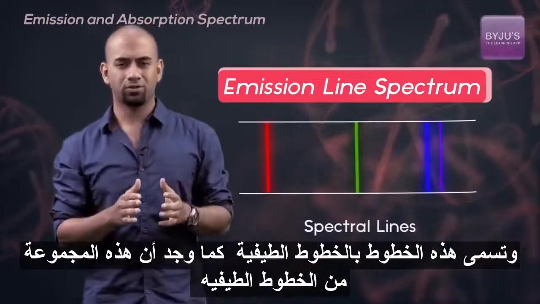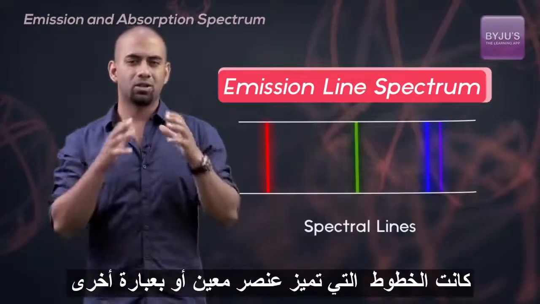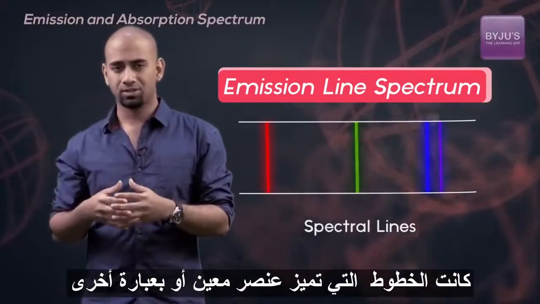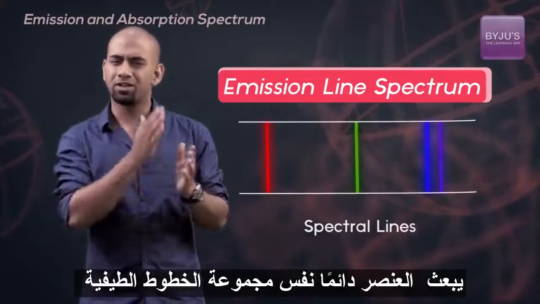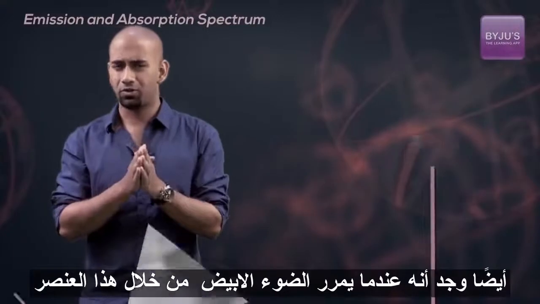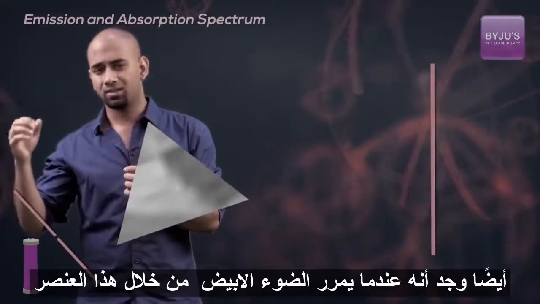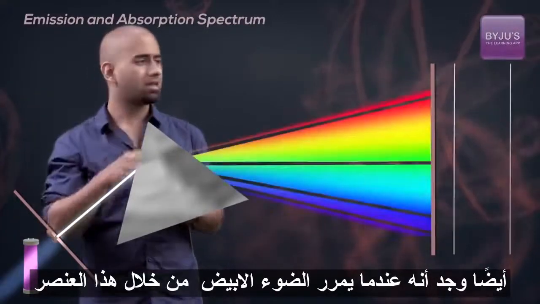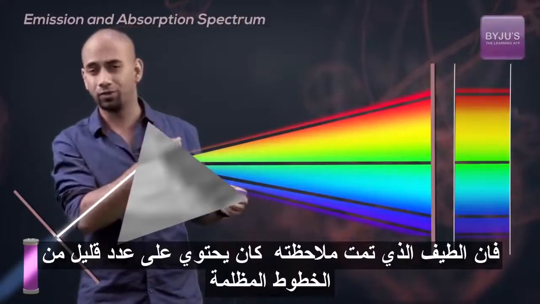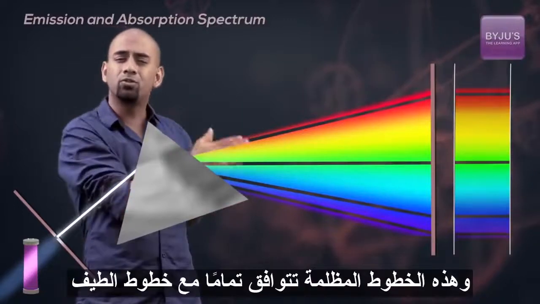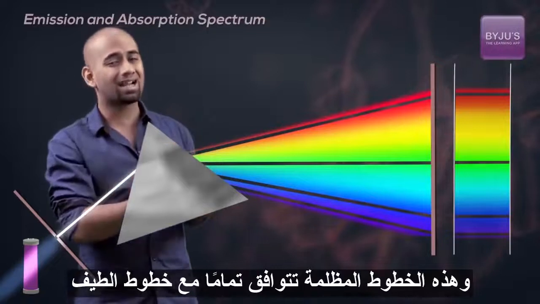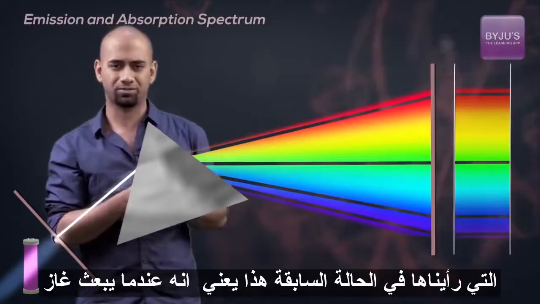It was also found that this set of spectral lines was characteristic for a particular element. Or in other words, an element always produced the same set of spectral lines. Also, it was found that when white light was shined through this element, the spectrum that was observed did not have a few frequencies, or there were a few dark lines. And these dark lines corresponded exactly with the spectral lines that we saw in the previous case.